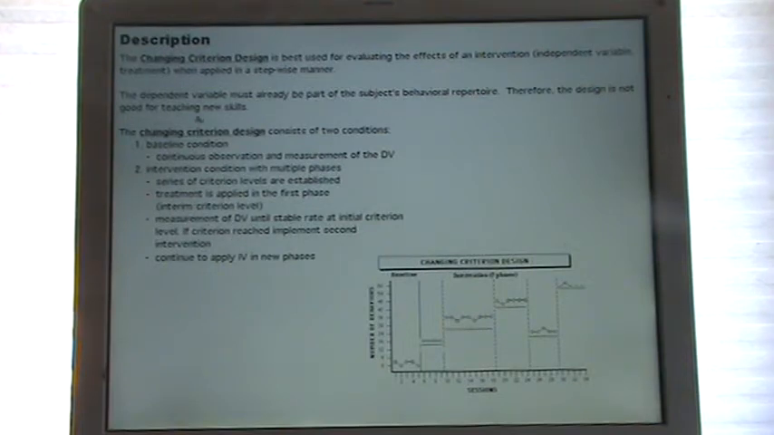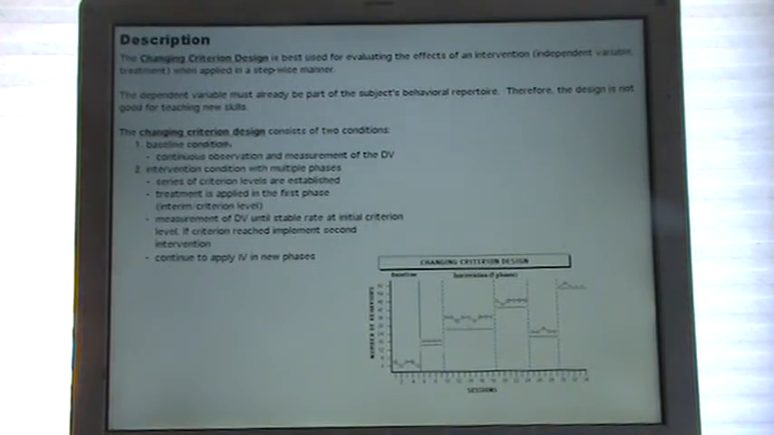The dependent variable, and this is very important for the changing criterion, must already be part of the subject's behavioral repertoire. In other words, the person has to already be able to perform this behavior. Therefore, the design is not good for teaching new skills. So this is not a design for teaching new skills. Actually, the quintessential use of this design would be something like quitting smoking, or let's say increasing eye contact, something that can be done in a stepwise fashion.